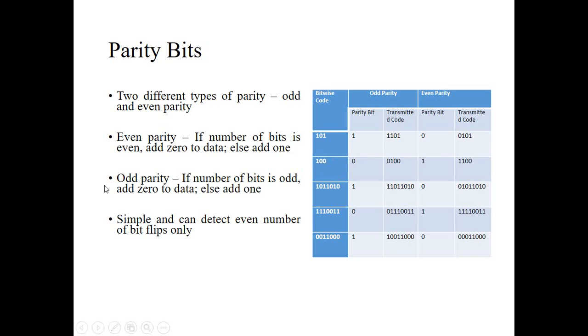Here, as an example, you can see we have 101 and the number of 1 bits is 2, and hence the odd parity is 1 while the even parity is 0. And the odd parity is appended here while the even parity is appended to the message here.